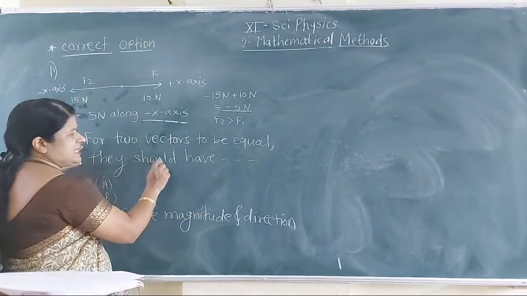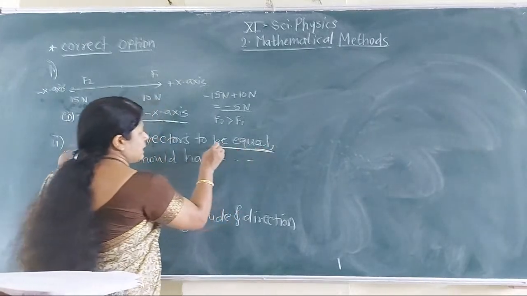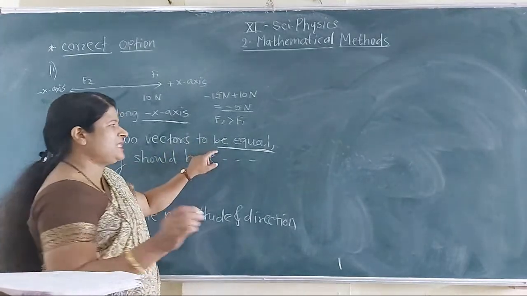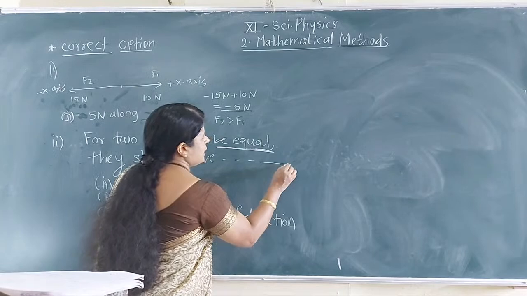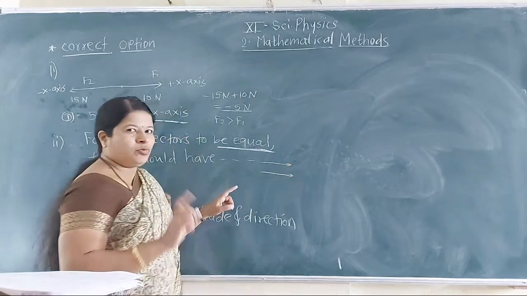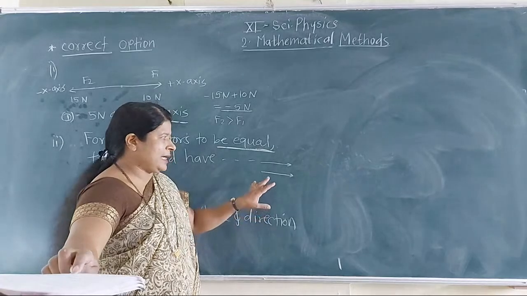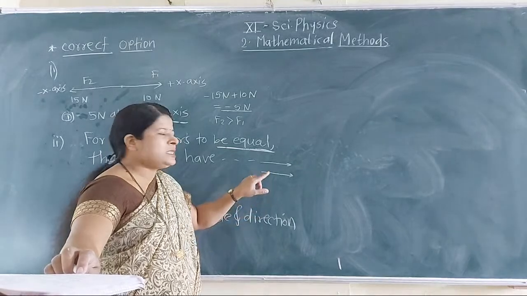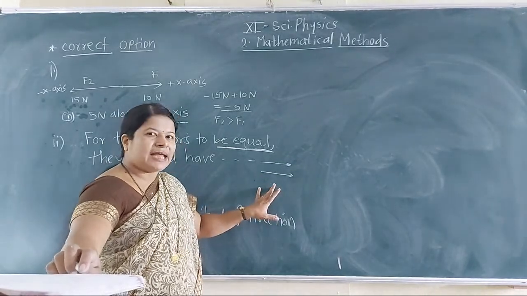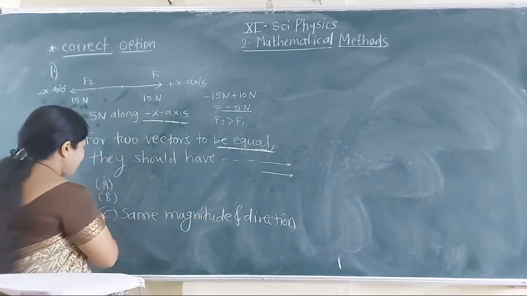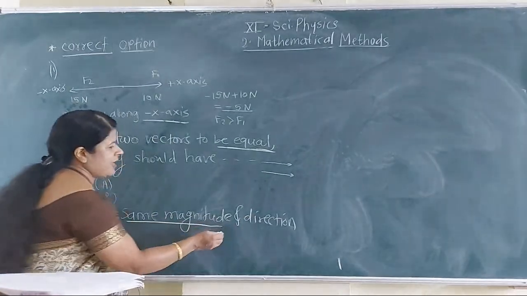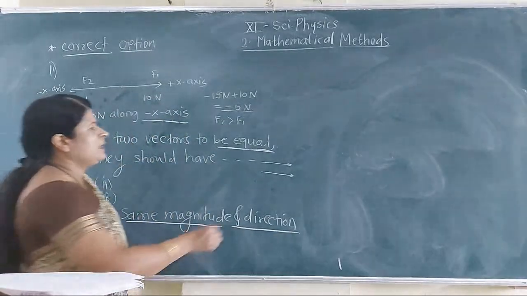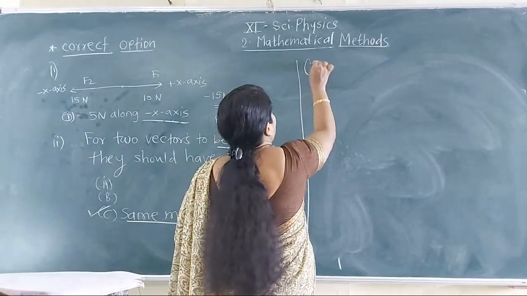Now see, in this sentence we are given for two vectors to be equal. That means the given two vectors are equal vectors, and we know that by definition of equal vectors, the given two vectors of the same type have the same magnitude and the same direction. So our answer of this MCQ is same magnitude and same direction, option number C.